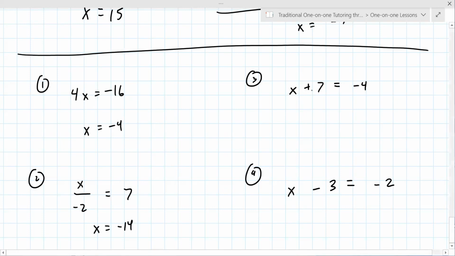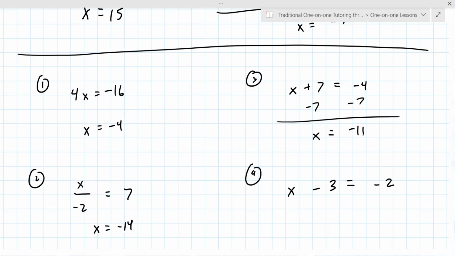How about the next one, number 3? Number 3. -4 minus 7 is -11. And then you add 3 to both sides, and you get -1. Perfect. Okay. That's great, Sourish.